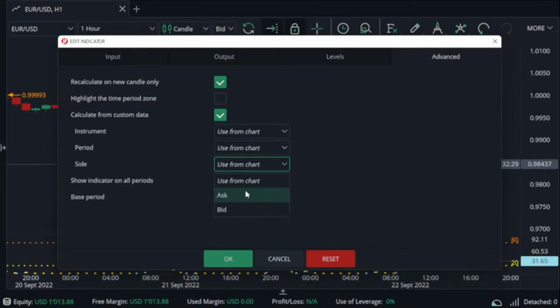Side, the spread side can be anything, ask or bid. Both these options can be utilized, and there will be a slight difference in the output depending on which side of the spread you are using.